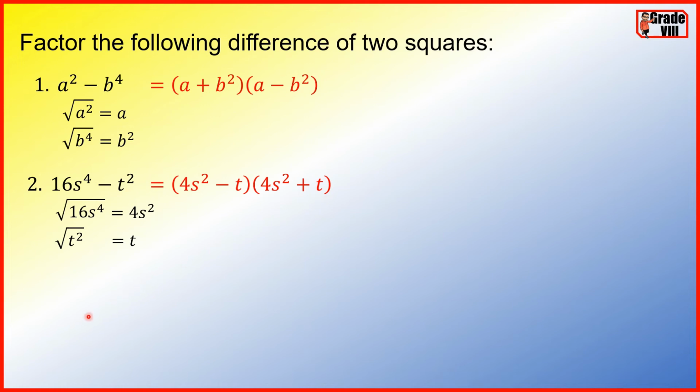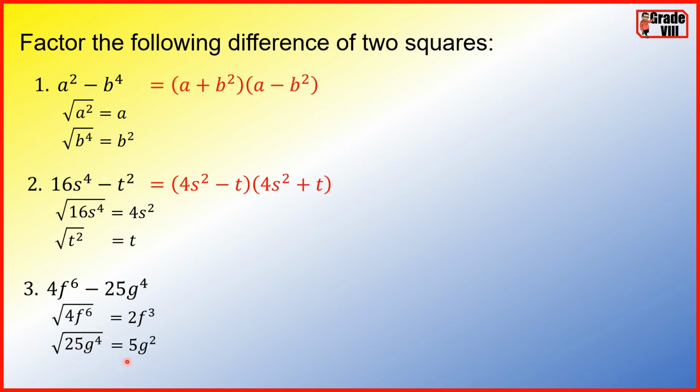Okay, let's have number 3. 4f raised to 6 minus 25g raised to 4. So, kunin na natin yung square root ng ating two terms. Square root of 4 is 2. Square root of f raised to 6 is f cubed. Square root of 25 is 5. Square root of g raised to 4 is g squared. So, ang ating sagot ay 2f cubed plus 5g squared times the quantity of 2f cubed minus 5g squared.